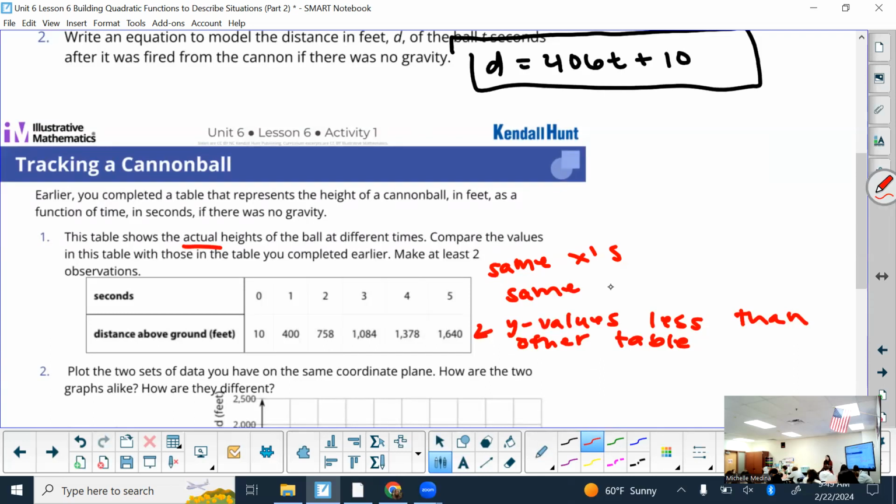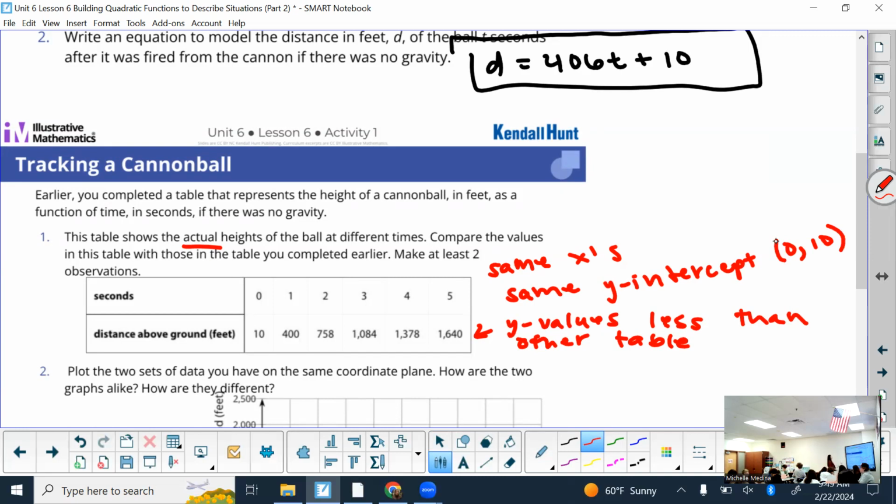What's the math term that we call our starting amount? Where is our starting amount usually on the graph? Y-intercept. So I'm going to use my math vocab on that. But they both start at 0, 10.